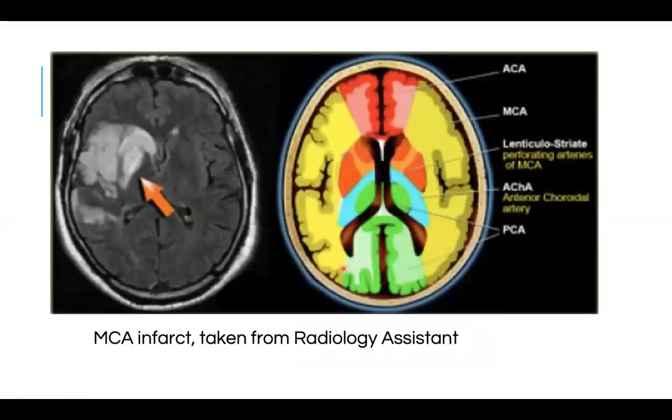This is just to remind you of the different territories when looking at the CT scan. So this is the territory of the anterior cerebral artery, middle cerebral artery, all of the yellow area, anterior choroidal, this turquoise color, and then the posterior cerebral artery, the green, and then the deep perforating lenticulostriate arteries of the MCA. So this would actually be showing MCA infarct, with also involvement of the perforating arteries of the MCA, so lenticulostriate involvement as well.